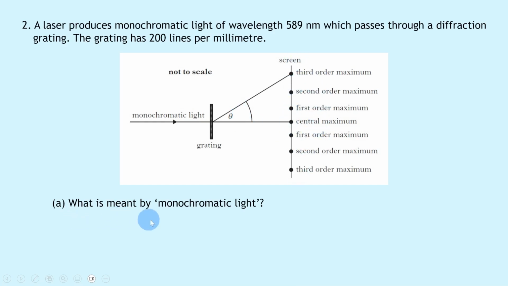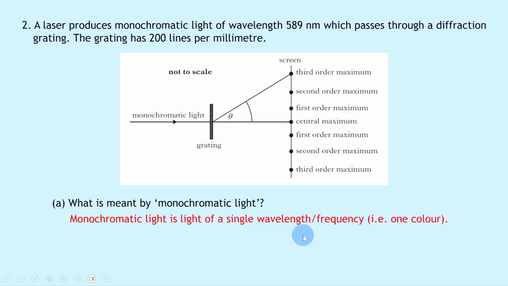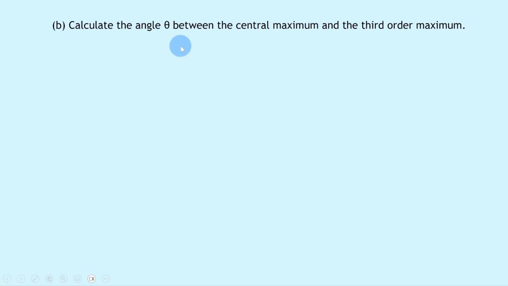And part A says what is meant by monochromatic light? Well, remember monochromatic light is light of a single wavelength or frequency, i.e. one colour. Part B says calculate the angle theta between the central maximum and the third order maximum.